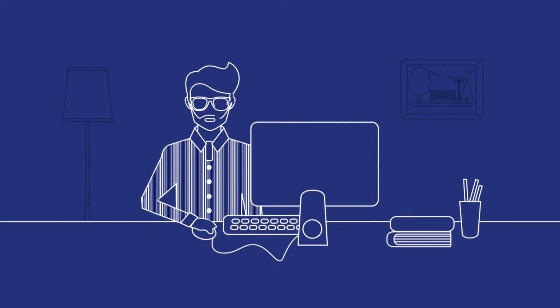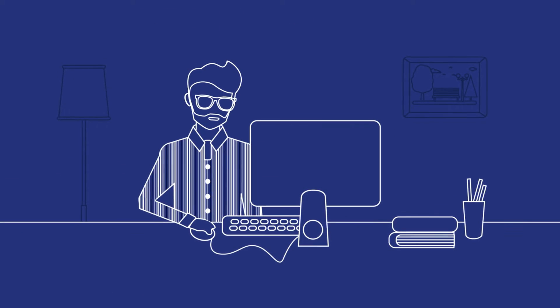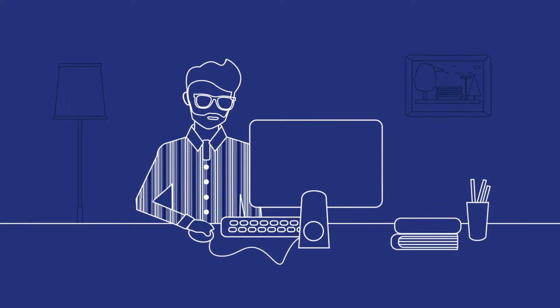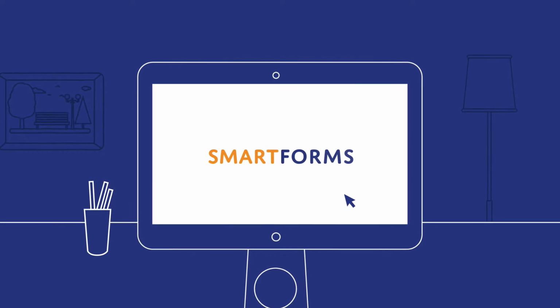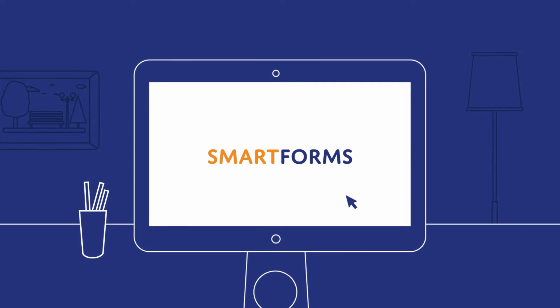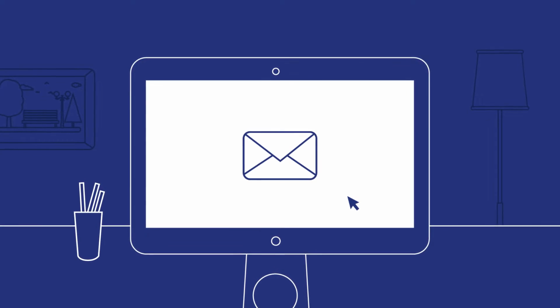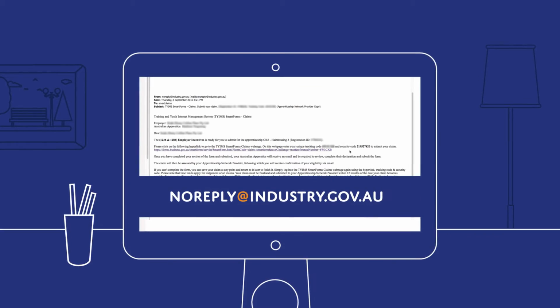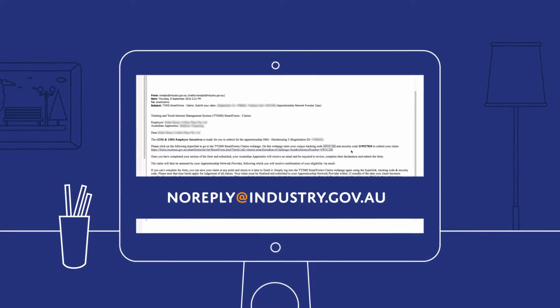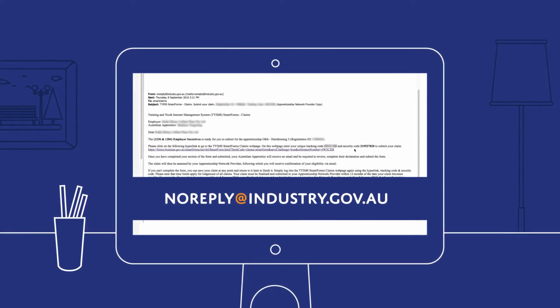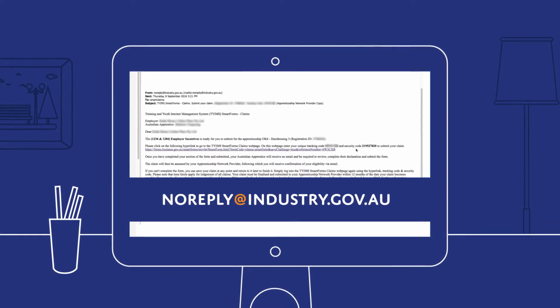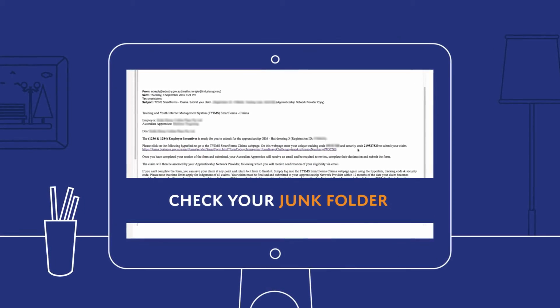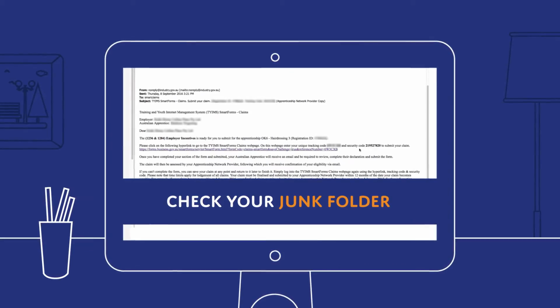Under the new Australian Apprenticeship Support Network, all incentive claim forms need to be completed online. These are now called SmartForms. You will receive your Smart Claim via an email which will look like this. It will be sent by noreply@industry.gov.au, so please add this email address to your safe list. It's also a good idea to check your junk folder in case your system thinks it is spam.